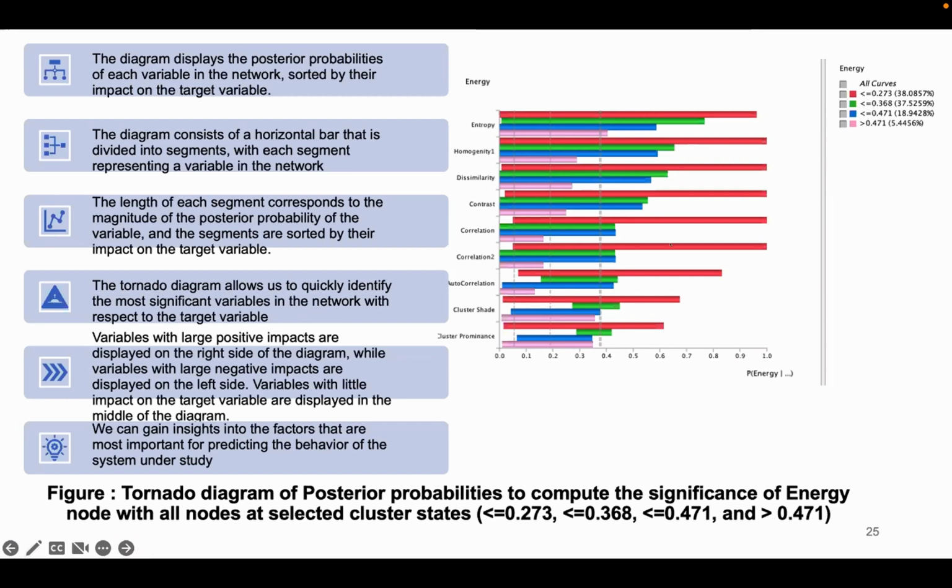This diagram also helps us to quickly identify the most significant variables in the network with respect to the target variables. The variables with larger positive impacts are reflected on the right side, and those with negative impact are reflected on the left side. The intermediate ones basically have some minor behavior.